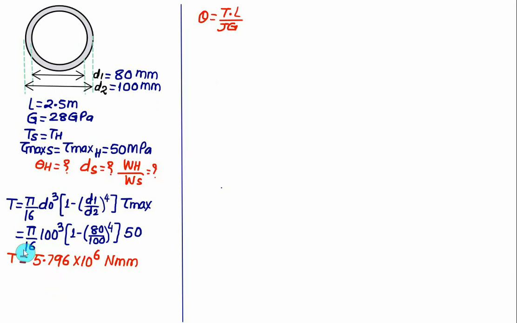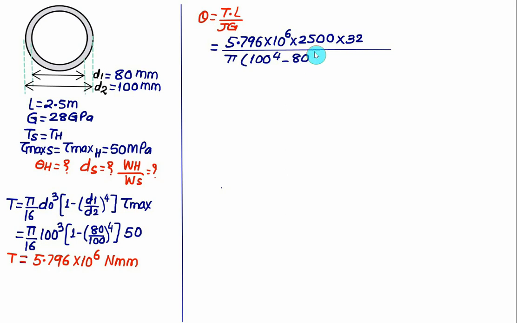Once we know the value of T, we can find out theta. So we have theta equal to torque, which is 5.796 into 10 to the power 6. Length you have to use here is 2.5, that is 2500. Polar moment of inertia for a hollow shaft is pi by 32. So 32 will shift in the numerator, so multiplied by 32. It's d2 to the power 4 minus d1 to the power 4, that is 100 to the power 4 minus 80 to the power 4, multiplied by G, which is 28 giga. You have to use mega, so you have to multiply by 10 to the power 3.